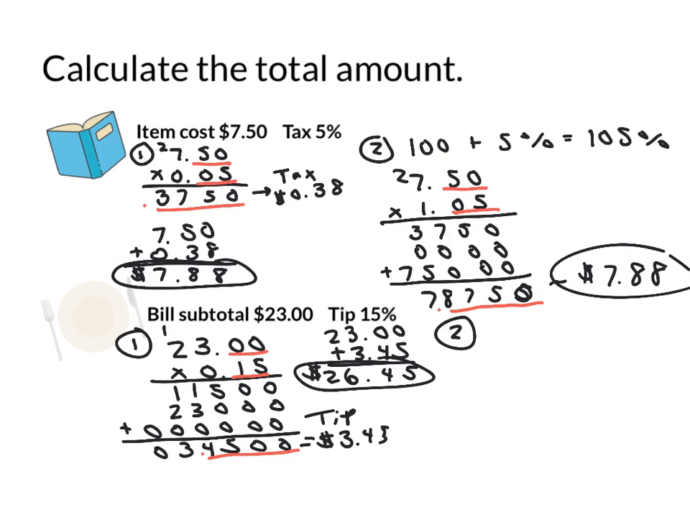You may have used method 2. We need to pay 100% of our food, plus we want to leave a 15% tip. That gives us a total of 115%. Written as a decimal, that is 1 and 15 hundredths. And then we're going to multiply by the $23, which is the cost of our food. And now multiply.